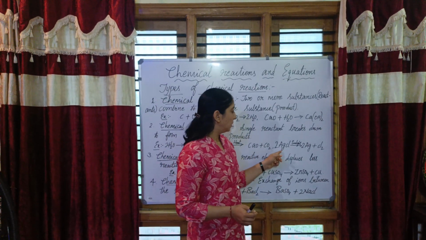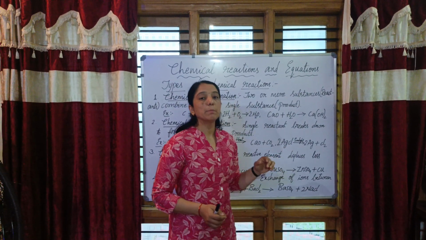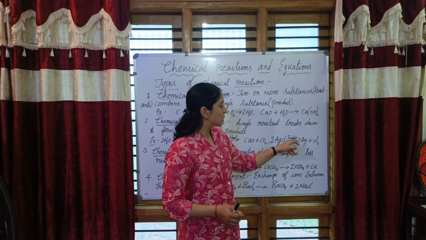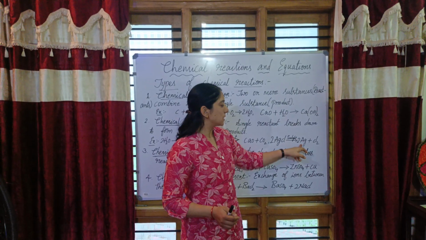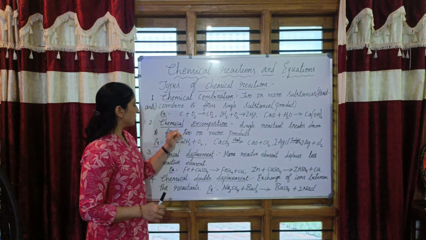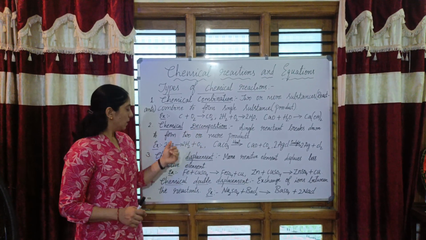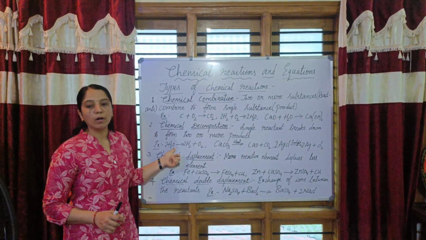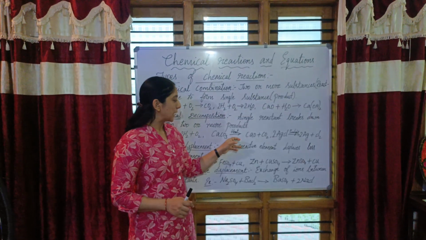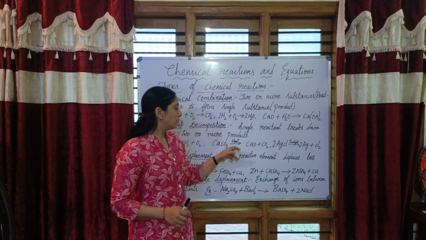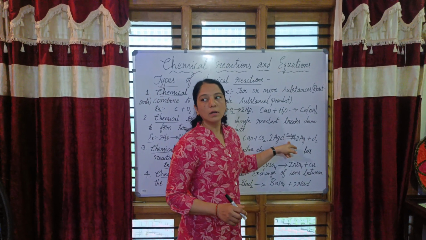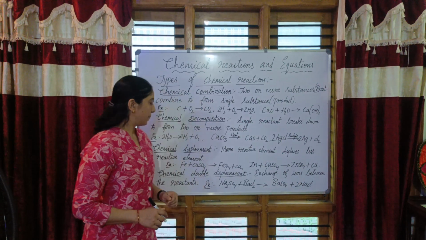Another example takes place in the presence of sunlight: silver chloride, when exposed to sunlight, forms silver and chlorine. These 3 are the examples of chemical decomposition. The first is decomposition with electricity, the second is decomposition with heat, and the third is decomposition with sunlight.